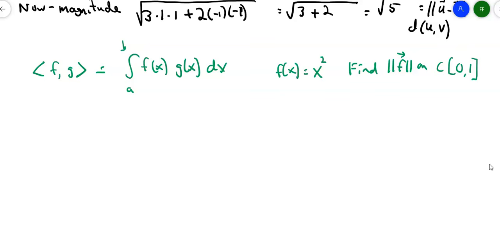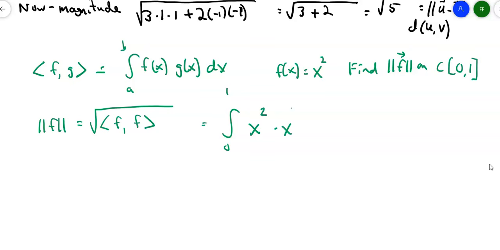Now, what is the norm of f? The norm of f, or the magnitude of f, is going to be defined as the square root of the inner product of function f and function f on that inner product. So that gives me the integral from 0 to 1 of f of x times f of x. And so this becomes the integral from 0 to 1 of x to the 4th dx. Remember integral rules. Antiderivative, so take x to the 5th, divide it by 5. And so that integral gives me 1/5.